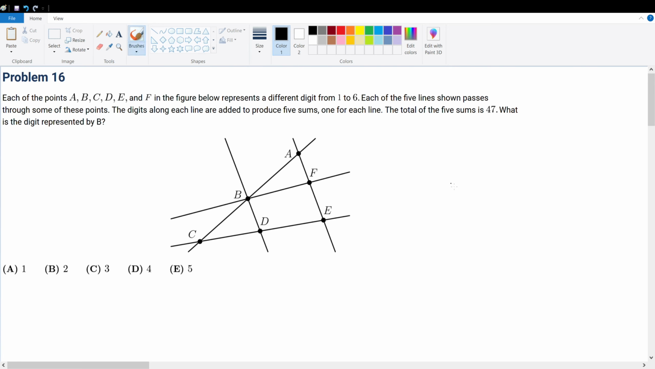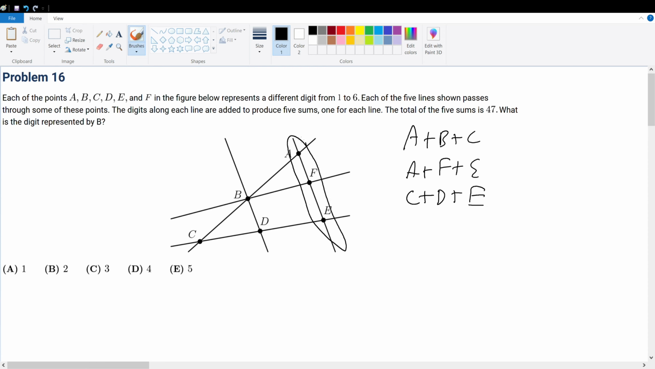So in other words, let's just try to write out all of the possible sums, right? The first sum is A plus B plus C. The next sum is A plus F plus E. The next sum is C plus D plus E. So I've considered this line, this line, and this line. Not the other ones yet.